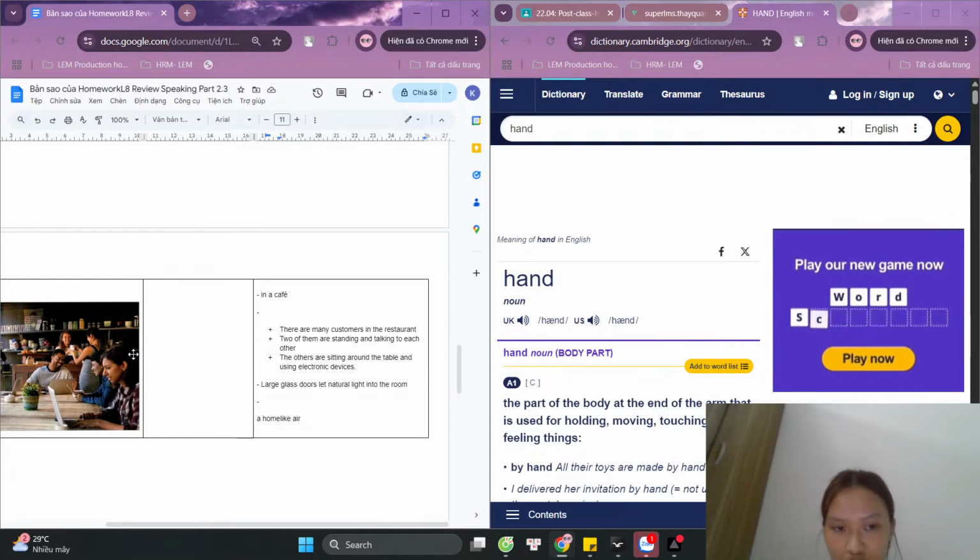This is a picture of a cafe. There are many customers in this restaurant.